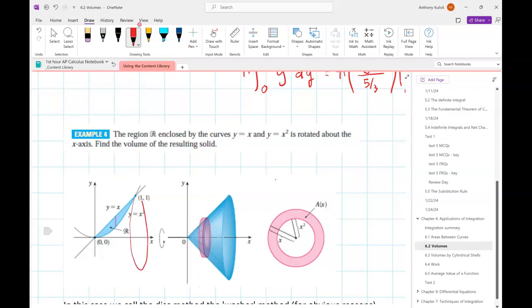So again, we're getting kind of a circle here when we do this, right? The thing is, there's going to be a hole in our circle. It's going to be like that. So when I do my cross section, I'm going to get a donut. So the area of this cross section is going to be the area of the outer circle minus the area of the inner circle.